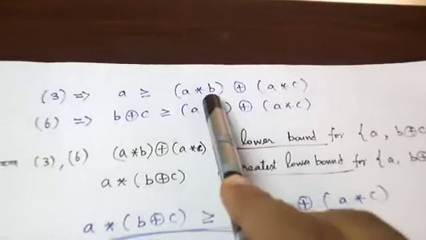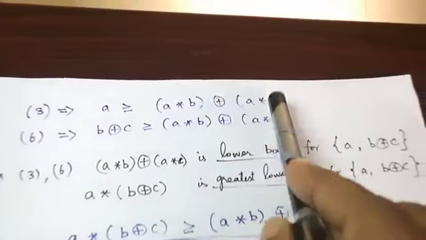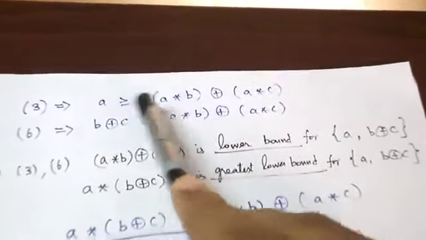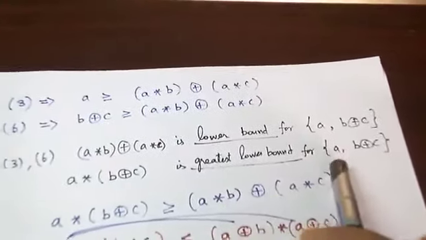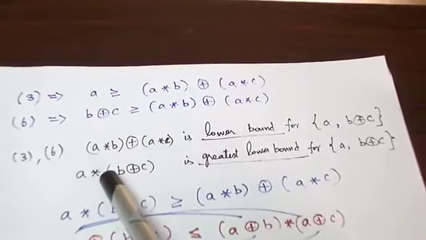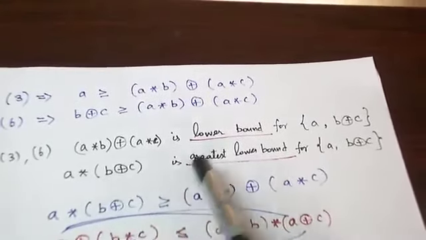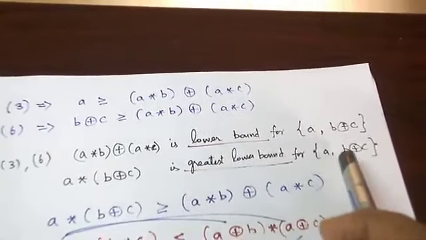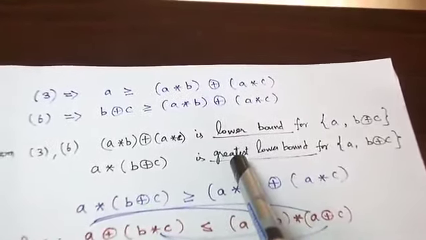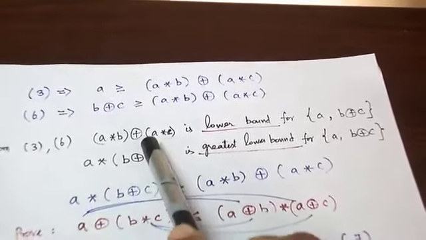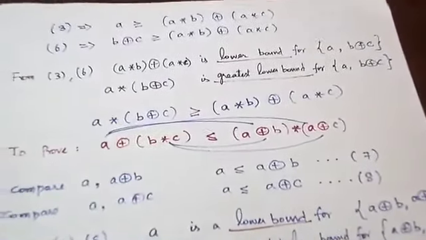Now if we combine these two inequalities, this element (A * B) + (A * C) is a lower bound for these two elements A and B + C, and we know that for any two elements the greatest lower bound is the star element, the meet operation. So A * (B + C) is the greatest lower bound for the same two elements A and B + C. So if we compare these two, this is a greater element, so A * (B + C) is greater than or equal to (A * B) + (A * C). We get the first inequality, distributive inequality.